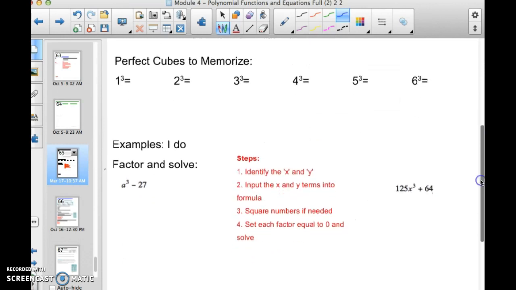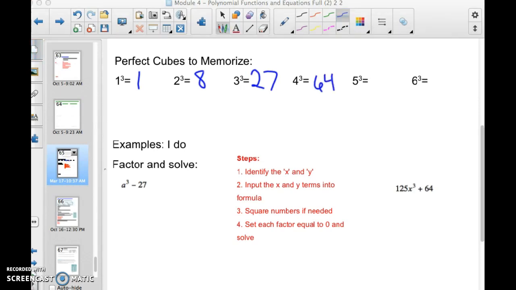Before we begin an actual problem, I want to talk about perfect cubes to remember. Just the first 6, just to be familiarized with what is a cube, or what is a perfect cube and why. 1 cubed is 1, 2 cubed is 8, 3 cubed is 27, 4 cubed is 64, 5 cubed is 125, and 6 cubed is 216.